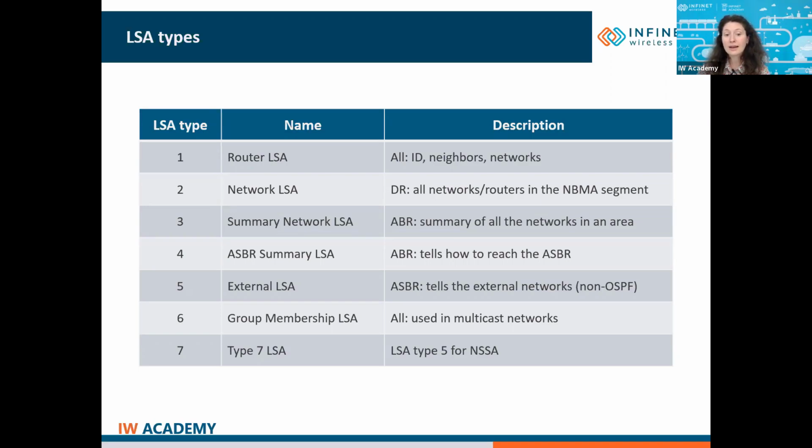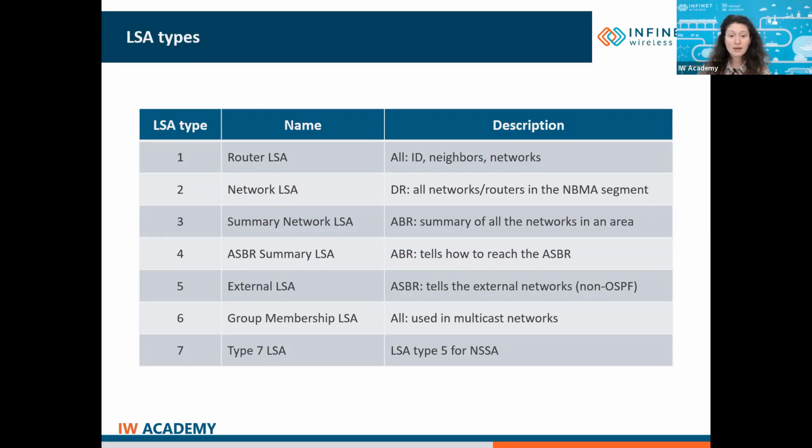Next, the network LSAs or type 2 LSAs are sent only by the designated router in multi-access networks and contain all networks and routers that are connected to this particular network segment. The summary LSAs are generated by area border routers. This way, a router located at the border of two different OSPF areas will summarize the information learned from one area and send it to the other area.